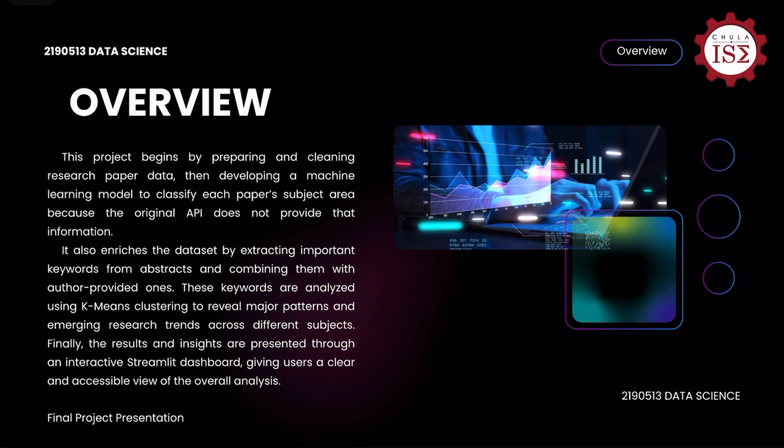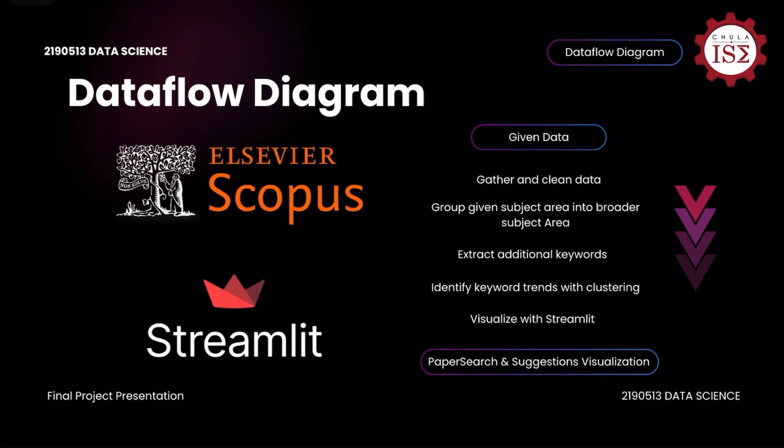So this project begins by preparing and cleansing research paper data, then developing a machine learning model to classify each paper's subject area. Because the original API does not provide that information, it also enriches the dataset by extracting important keywords from abstract and combining them with other provided ones. These keywords are analyzed using K-means clustering to reveal major patterns and emerging research trends across different subjects. Finally, the results and insights are presented through an interactive Streamlit dashboard, giving users a clear and accessible view of the overall analysis. So now let's talk about our data flow diagram.